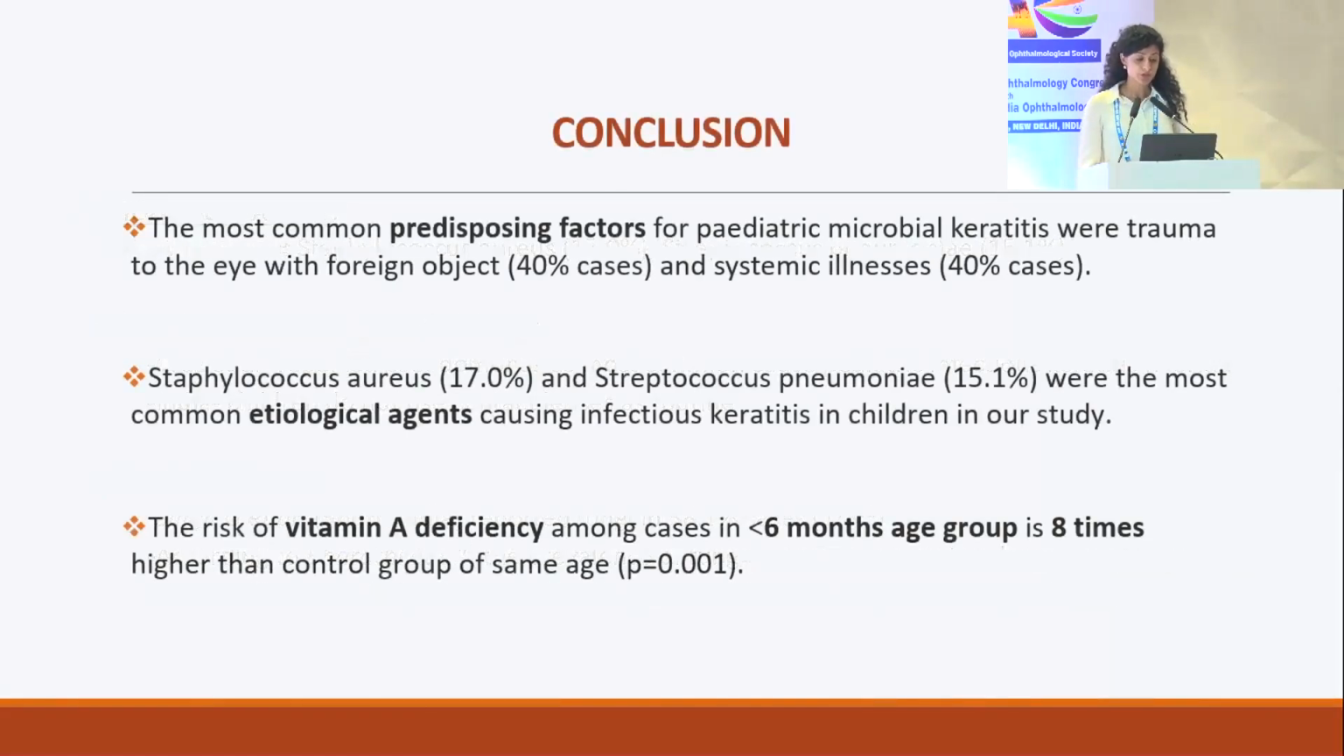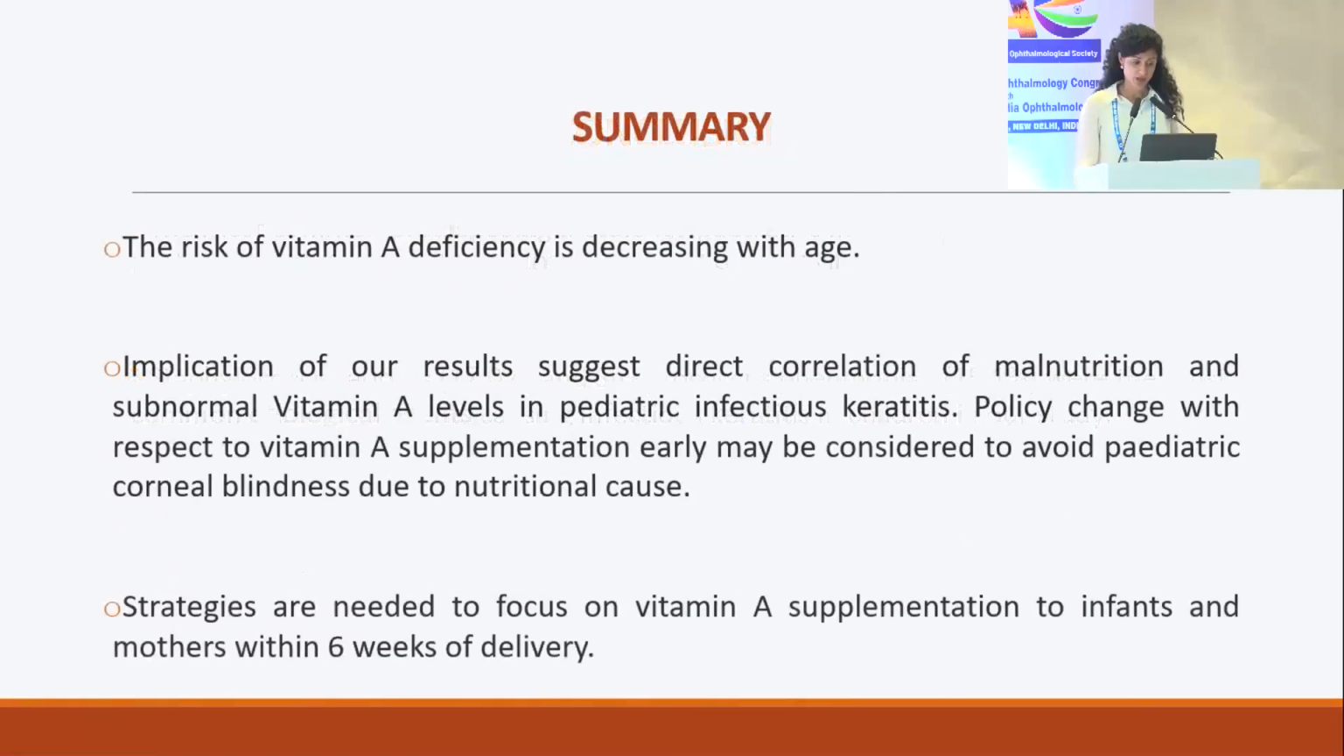So the conclusion, the most common predisposing factors for pediatric infectious keratitis were trauma and systemic illness. Staphylococcus aureus and Streptococcus pneumoniae were the most common etiological agents isolated, and the risk of vitamin deficiency among cases less than 6 months of age group is 8 times higher than control of the same age. Summary, the risk of vitamin A deficiency is decreasing with age.